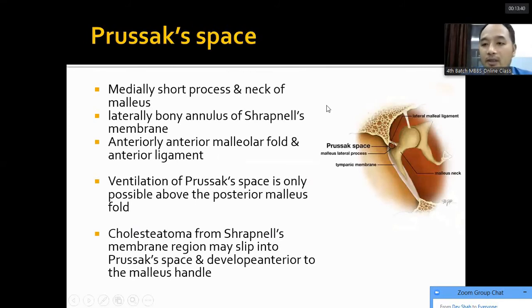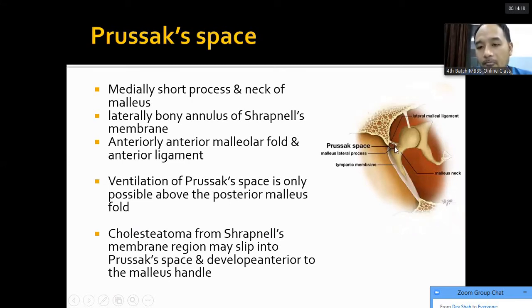Now the Prussak space, another surgically relevant space. This is a very small space but very important. The medial boundary is the short process and the neck of the malleus. This is the neck of the malleus and the short process. Lateral is the tympanic membrane, the Shrapnell's membrane, the pars flaccida. The lateral boundary is formed by the Shrapnell's membrane and the bony annulus, the notch of Rivinus. Anteriorly by the anterior malleolar fold and the anterior malleolar ligament.